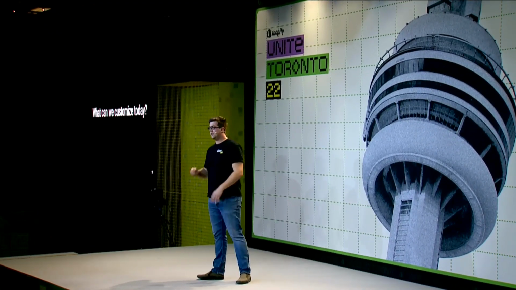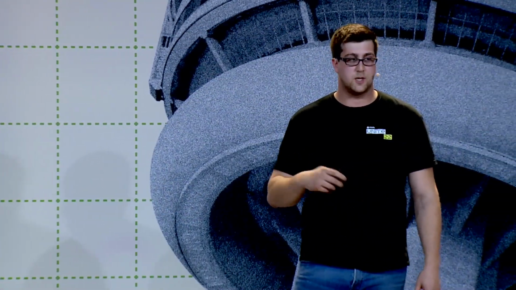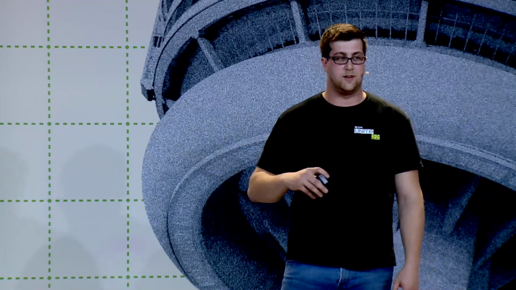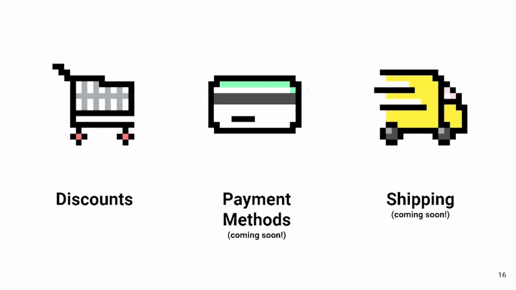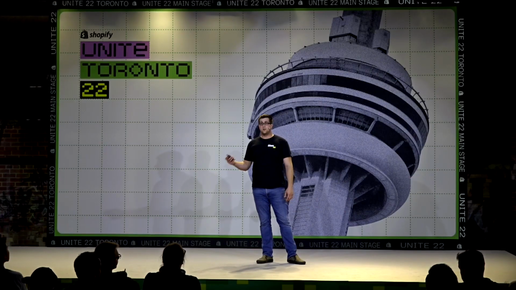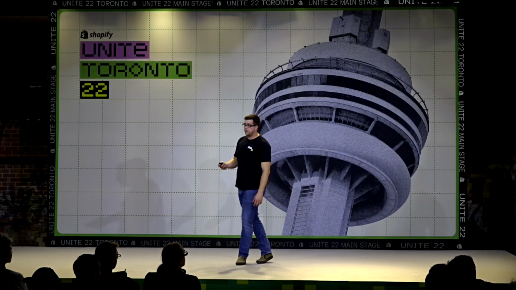Okay, so I've talked a lot about discounts, but I want to emphasize that functions are not just for discounts. So yes, you can create discounts, and there's various types of discounts you can create. Go into that in the next slide. But I also want to say that you can customize your payment methods, and that's coming out very soon. And then you can also customize your shipping. And you can also customize order routing.